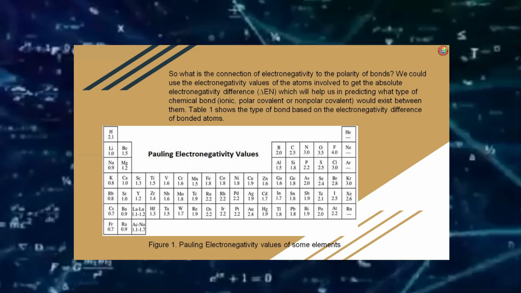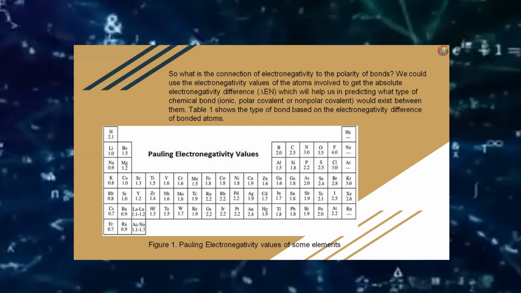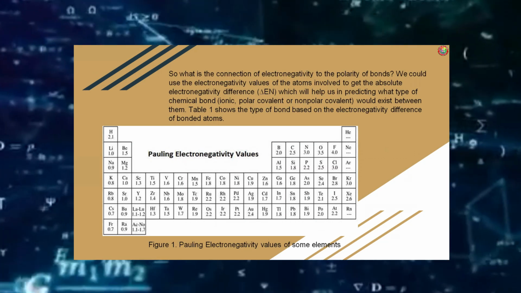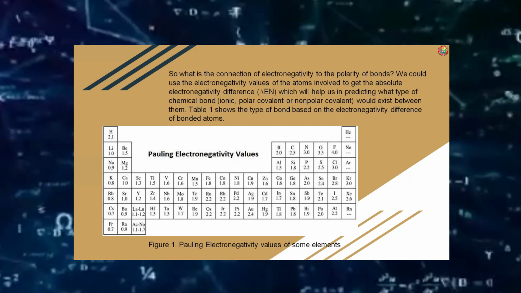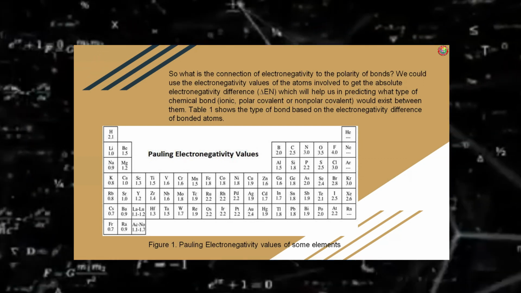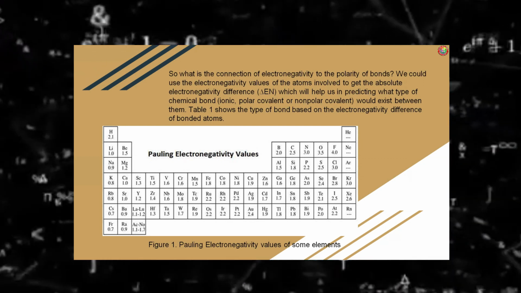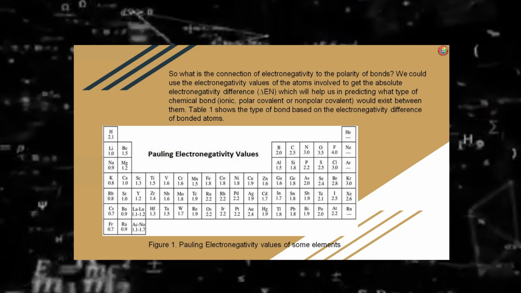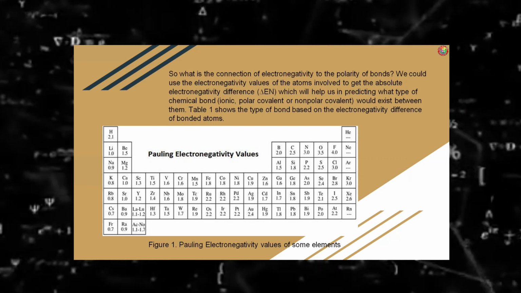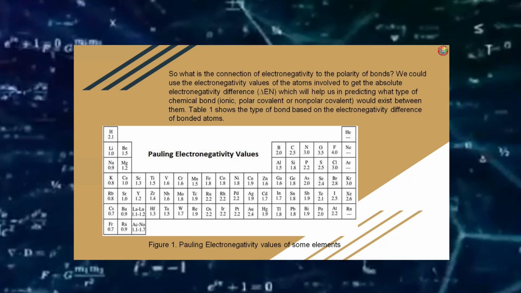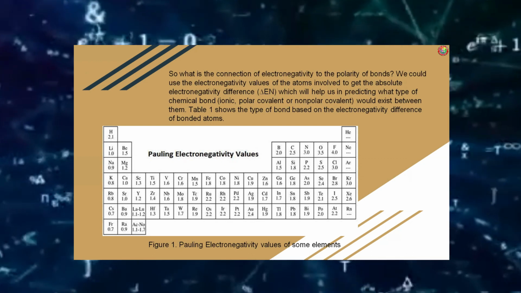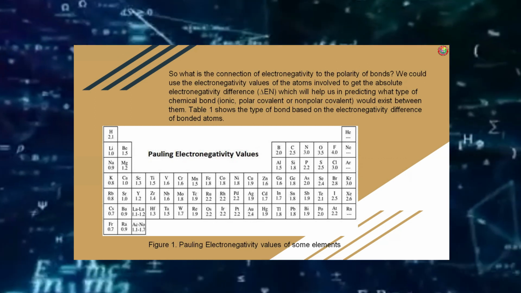We could use the electronegativity values of the atoms involved to get the absolute electronegativity difference, which will help us in predicting what type of chemical bond, whether it's ionic, polar covalent or non-polar covalent, would exist between them. Table 1 shows the type of bond based on the electronegativity difference of bonded atoms.